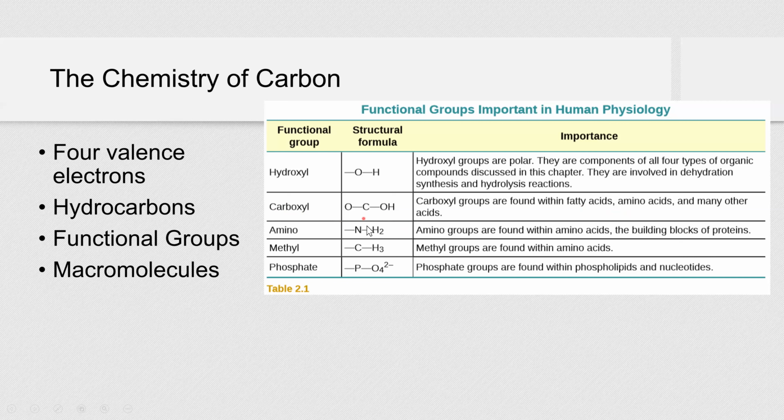So we need a carboxyl and an amino group to make an amino acid, and those are the building blocks of proteins. This is a methyl group, found also within amino acids, and a phosphate group, found within phospholipids and nucleotides. And when those large molecules form within your cells, we call those molecules macromolecules.